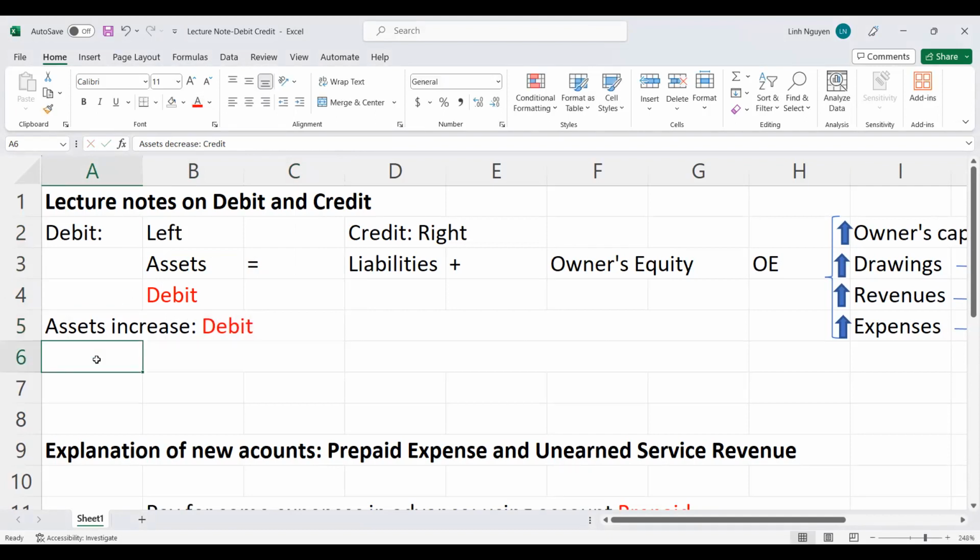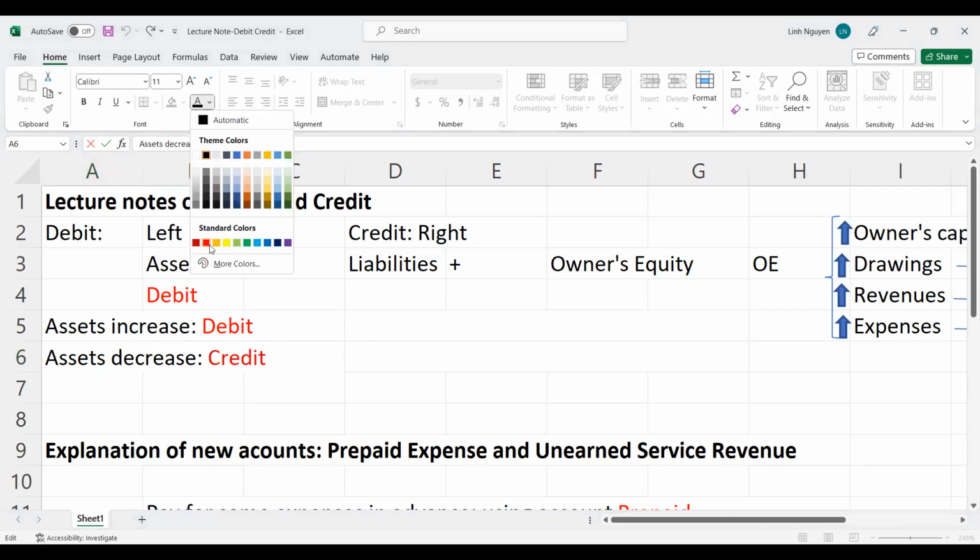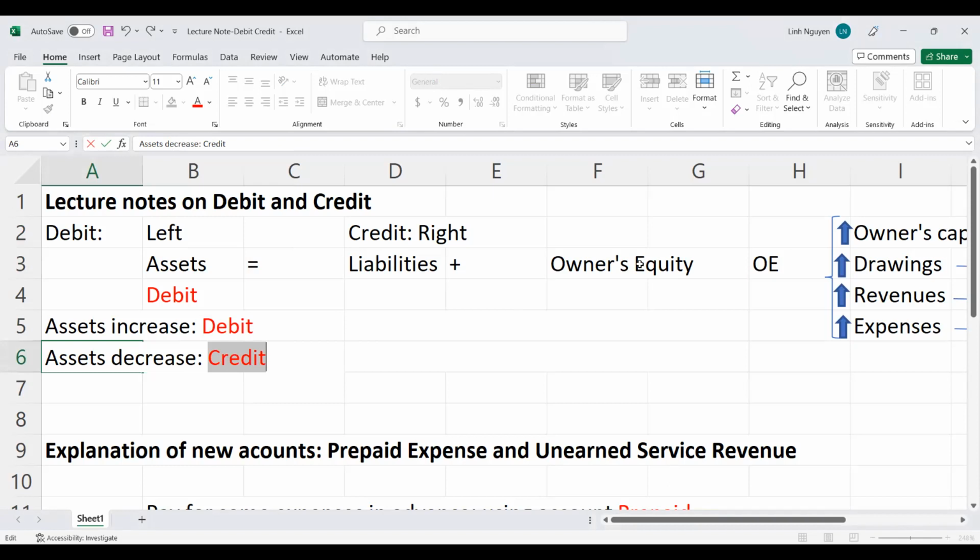Now, what about when assets decrease? The opposite of debit would be credit. So when assets decrease, we credit. Again, we have the accounting equation: assets equal liabilities plus owner's equity. Assets is on the left side, and debit means left, credit means right. So when assets increase, we debit, and when assets decrease, the opposite of debit would be credit.